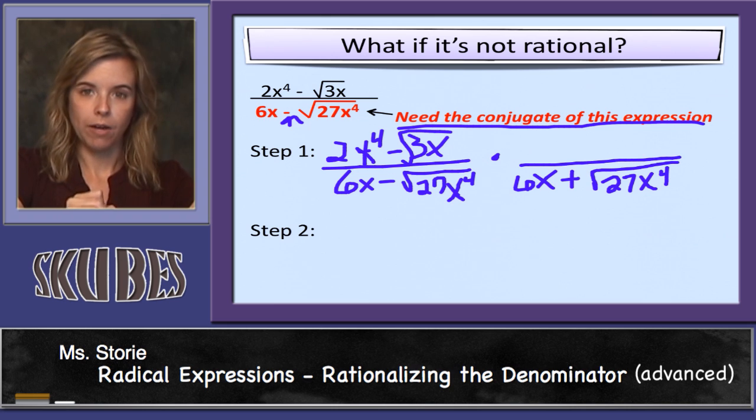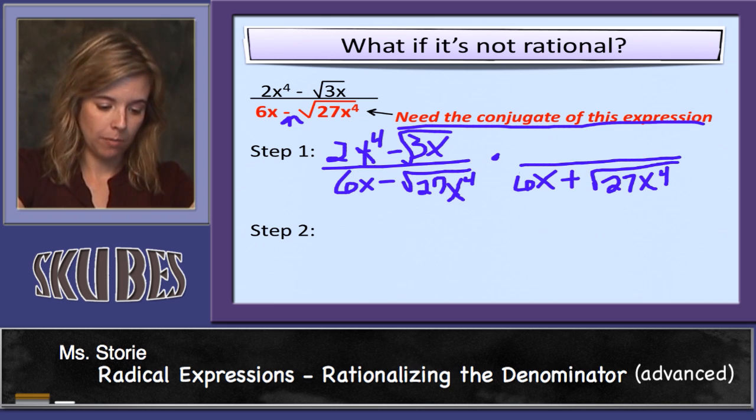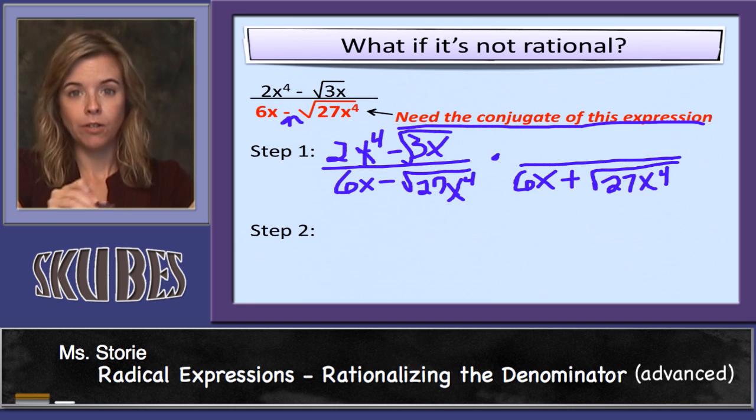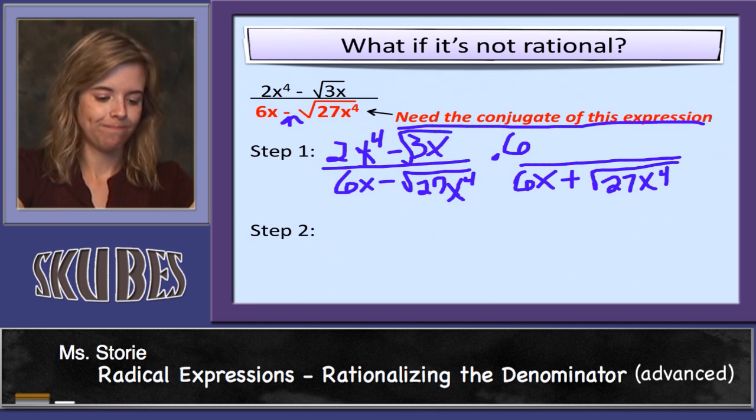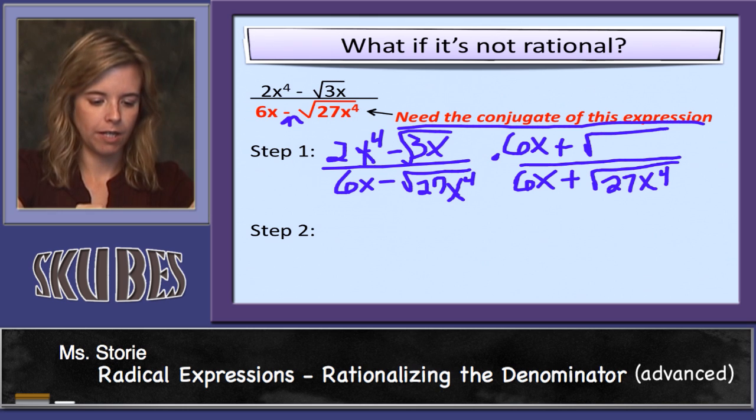And then whatever you multiply by the top, you have to multiply by the bottom. Whatever you multiply by the bottom, you have to multiply by the top. So, since we multiplied by 6x plus radical 27x to the fourth for the denominator, you have to do it to the numerator as well.